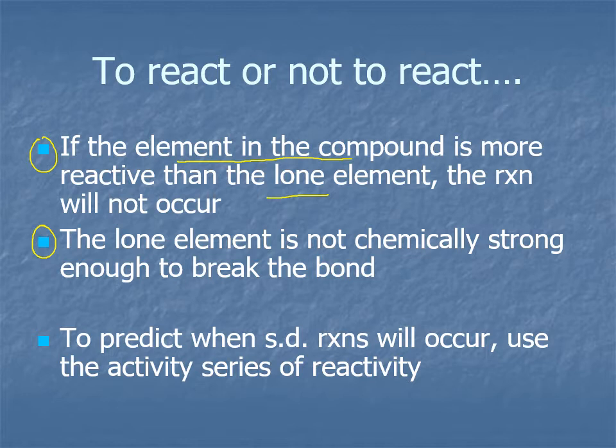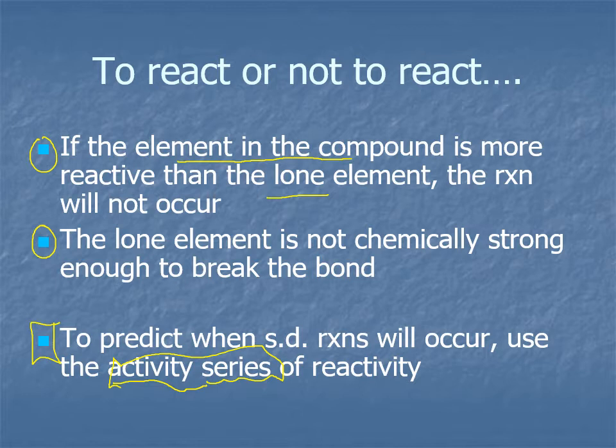It has to be strong enough to break the chemical bond in order to make its own new compound. So how do we predict when single replacement or single displacement reactions will occur? We are going to use what is called an activity series. And that's simply a list of elements that have been decided upon through experimentation.